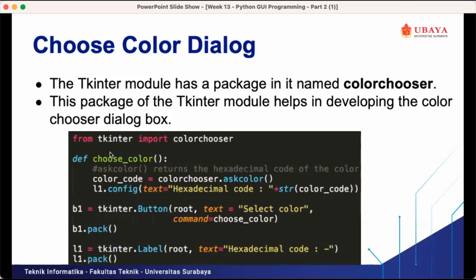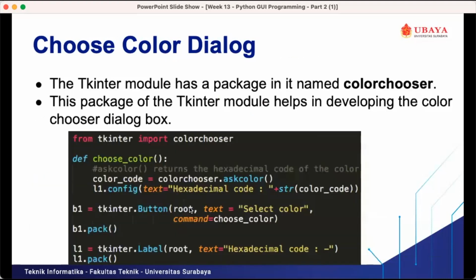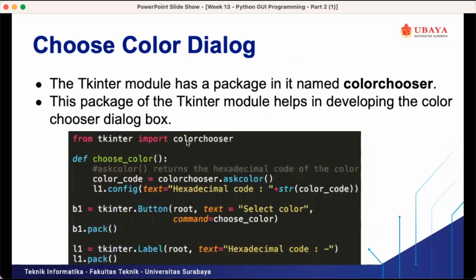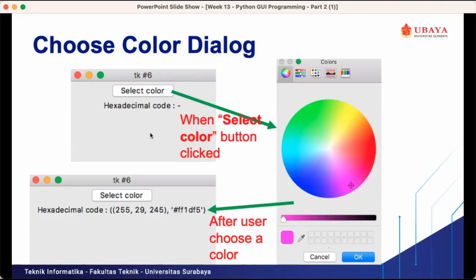And the next one is choose color dialog. So this is the example of choose color dialog. When we choose some colors here, it will show us the hexadecimal code, which contains the red, green, and blue color, the color pixel, and also the hexadecimal code for this color that we choose. To create the choose color dialog, we need to import the color chooser. Then we create a function choose color. So this function will be called after we press the select color button.